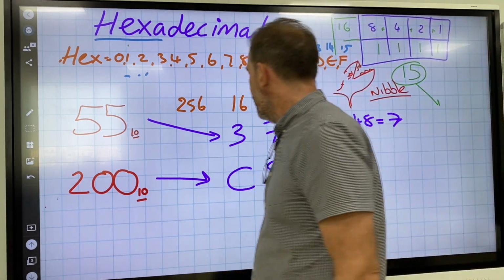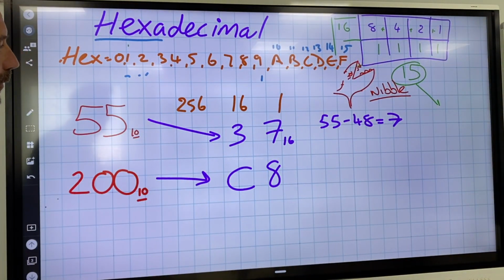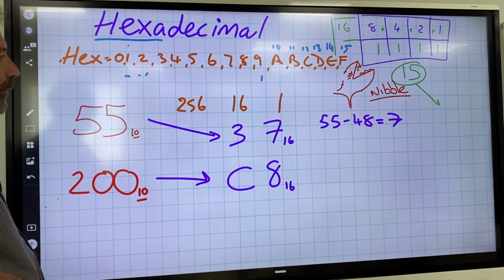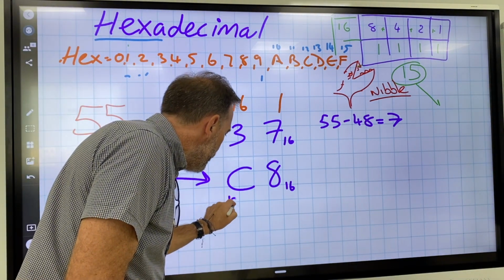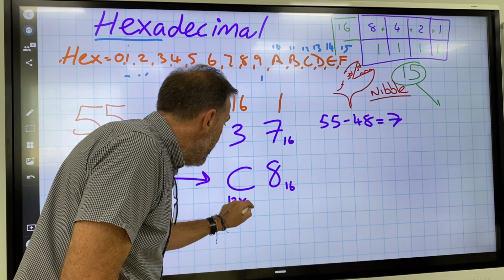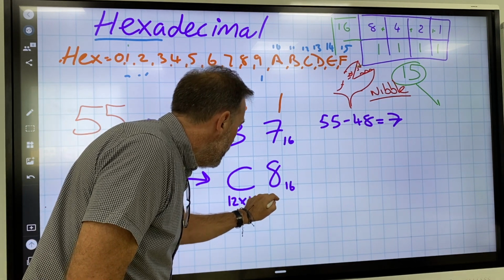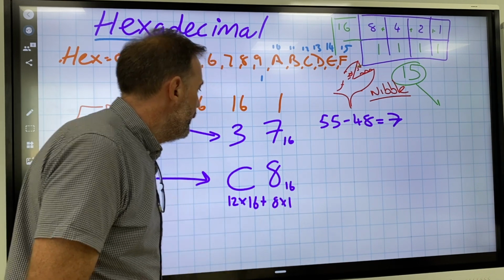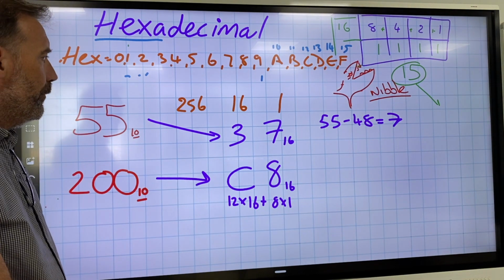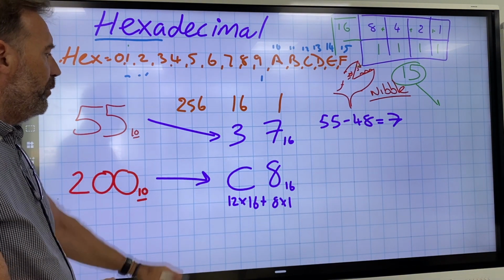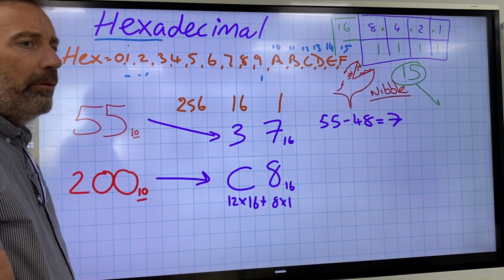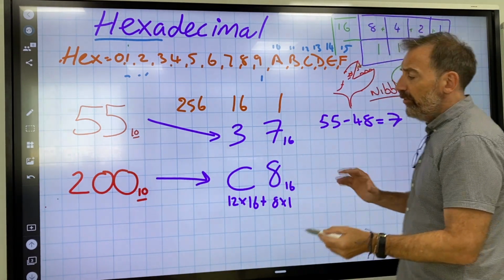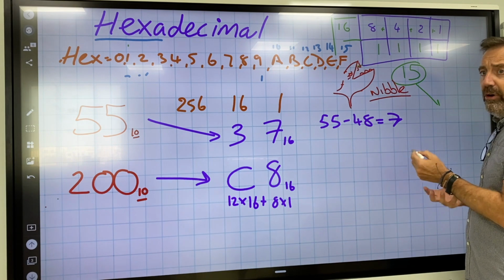Put a little note there so you've got it. 12 lots of 16, and 8 lots of 1. And how do we know when to put 0 for 256? Why didn't we put any zeros? Because we don't need them. Same as in binary. We don't have a hexadecimal register. The only reason why we would do it in binary is because we've got an 8-bit register.